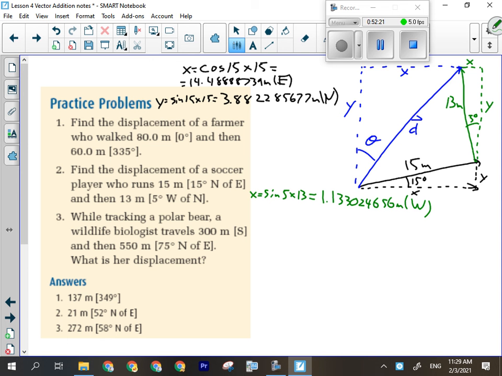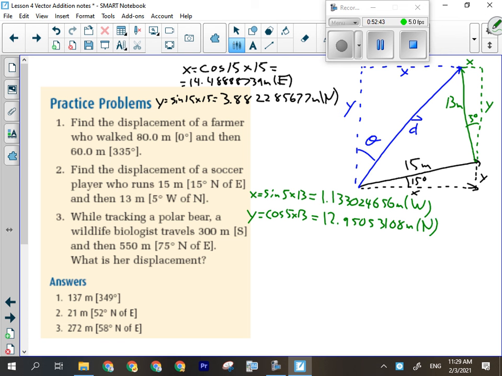Yes. Okay, and then y is the adjacent side in the green triangle, so cos of 5 degrees times 13 is 12.95053108 meters, and that is north.